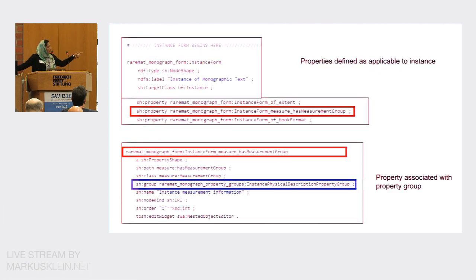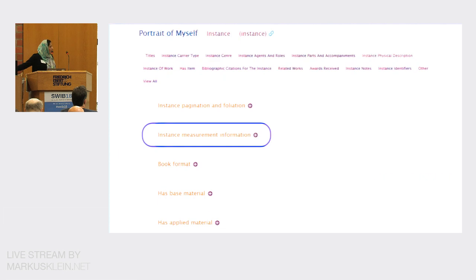I kind of skip back and forth, but you can see here, these are snippets from the SHACL that show which property goes in which group. So in this case, the measurement property is going to go in the instance physical description, which is that blue box. Don't ask me why I picked those colors. So that's what the interface you're seeing, the groupings and the properties themselves and what they're called, all of that is being generated from the SHACL.